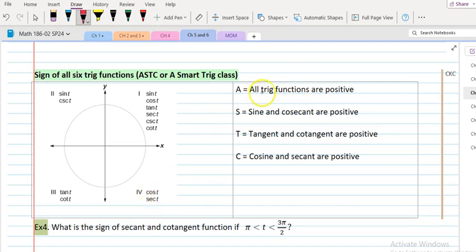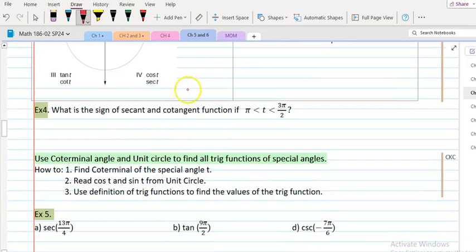So the easy way to remember is ASTC. Or I think, A Smart Trick Class. A Smart Trick Class. So all positive, S for sine, T for tangent, C for cosine. And their reciprocals are also positive.